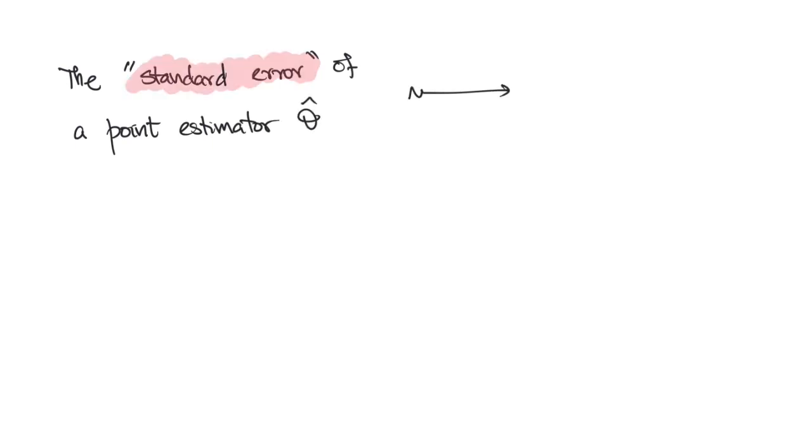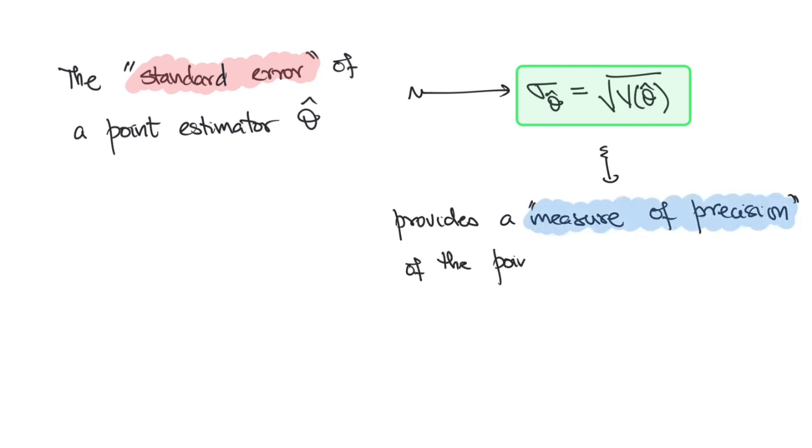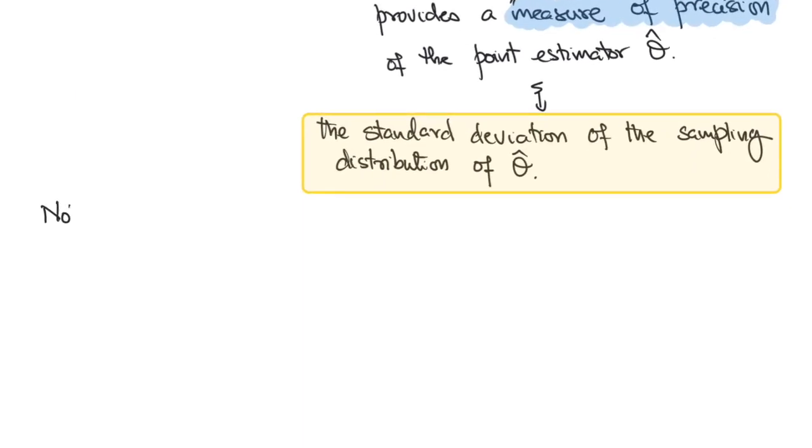We wrap this video up with a short discussion on the standard error of a point estimator. This is defined as sigma theta hat, which is exactly the square root of the variance of the estimator theta hat. This provides us with a measure of precision of the point estimator, and this measure is in the same units as the estimating quantity. This is also sometimes called the standard deviation of the sampling distribution of the point estimator theta hat.